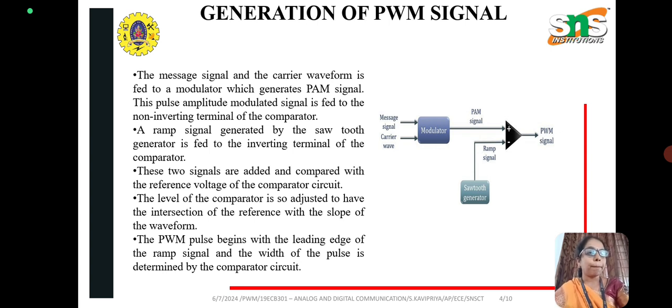These two signals are added and compared with the reference voltage of the comparator circuit. The level of the comparator is adjusted to have the intersection of the reference with the slope of the waveform. The PWM pulse begins with the leading edge of the RAM signal and the width of the pulse is determined by the comparator circuit.